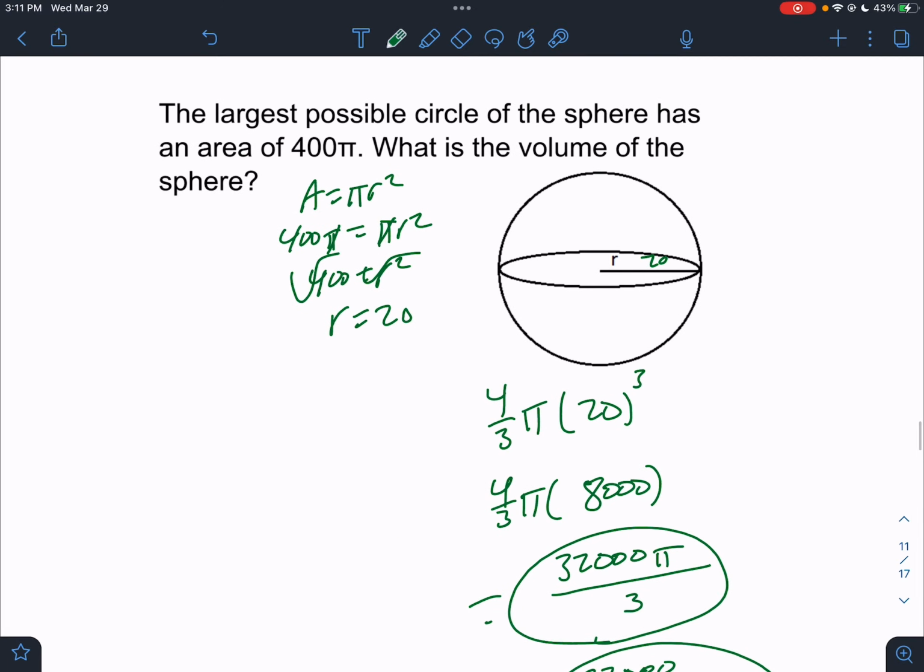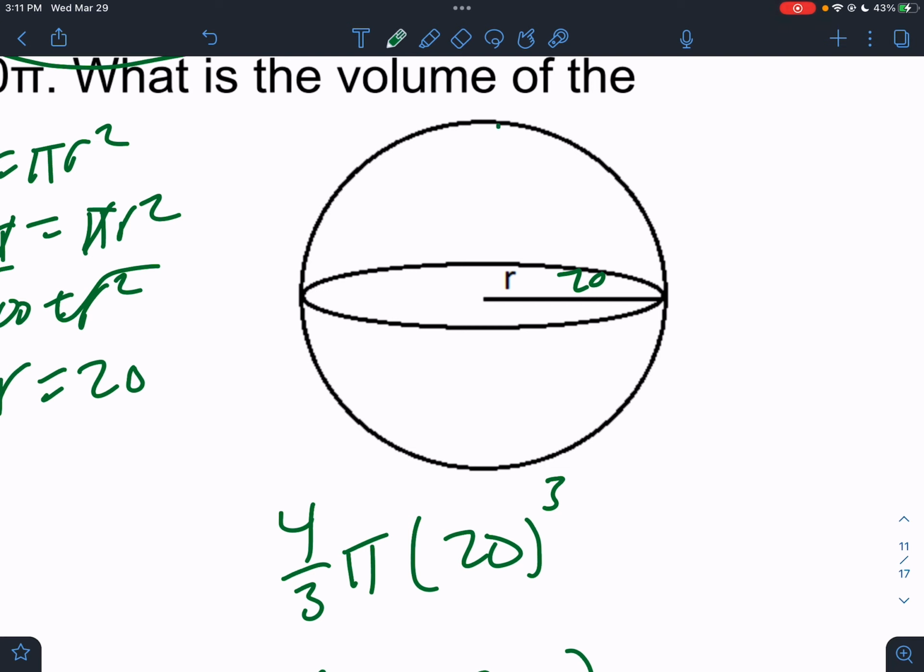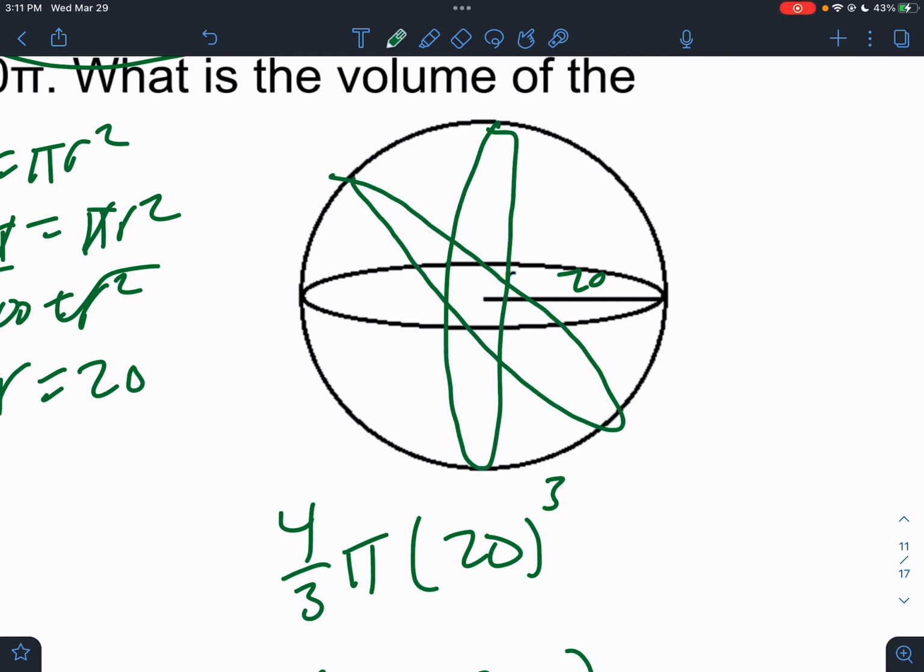How many of the biggest possible circles are there? Just so you know, the biggest possible circle could be drawn in lots of different directions. They drew the horizontal one, but it's the widest part of the sphere.